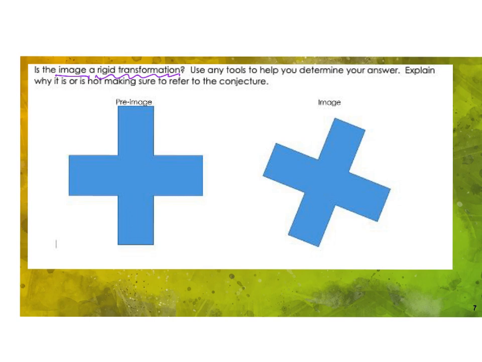Now, it looks like it's been turned a little, right? But maybe it was slid a little, but that doesn't matter. It's the rigid part. Is this the same size? They didn't ask you that question about distance preserving, but it's the same idea. It's only a rigid transformation if it stays the same size. They've got to be congruent.